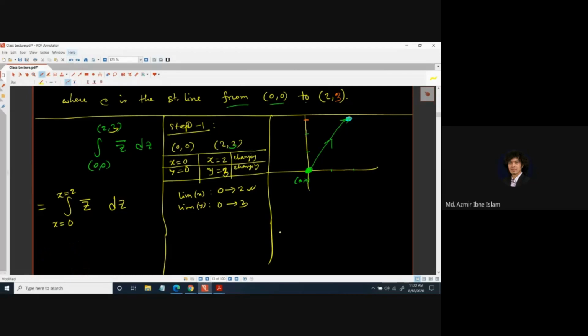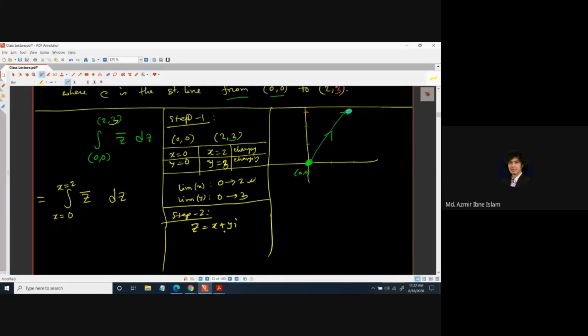So let's try to find dz. We have z equal to x plus yi, that is the base form. This time there is a problem. I need to move to another page so that you can understand clearly.